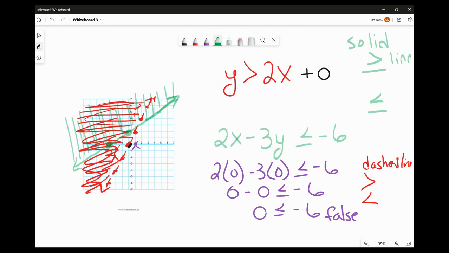And the solution group is where the green and the red overlap. And that's how you would do solving a system of linear inequalities.